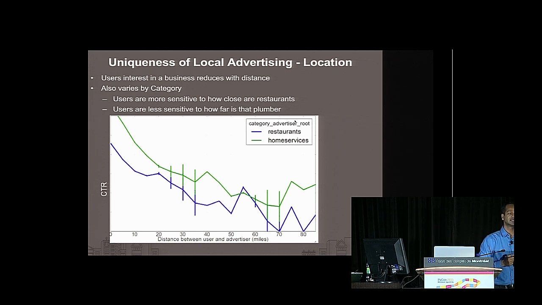This is what I'm showing in this graph, where the x-axis is the distance between the user and the advertiser, and the y-axis is click-through rate, which is a measure of interest of the user. Click-through rate is defined as the number of clicks divided by the number of impressions, computed for every bin of distance. So when the distance between the user and the business was 10 miles, I computed click-through rate, and so on. As you can see, the green line, for home services, which includes plumbers, movers, gardeners, etc., is above the blue line, and the blue line drops down to 0 pretty quickly.